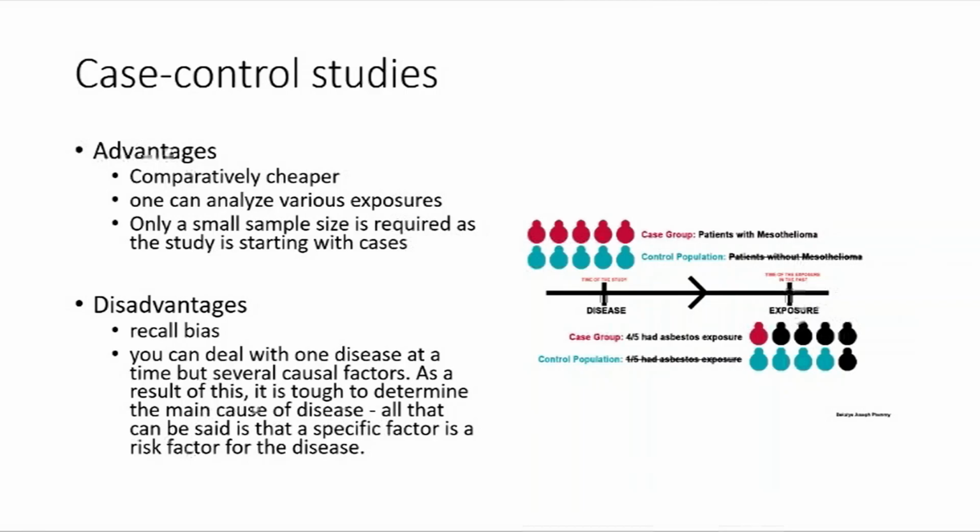The disadvantage, or one of the disadvantages, include what? Recall bias. As you're taking history, some may lie blatantly, others might have forgotten something and they will decide to confabulate and just give you a story. Since you are depending on people's memory, you are depending on data from the past that might have been altered. So we have recall bias. Then you can deal with one disease at a time. Since you are starting with disease, if it's mesothelioma, you are dealing with only mesothelioma. You don't have the luxury of dealing with another disease.